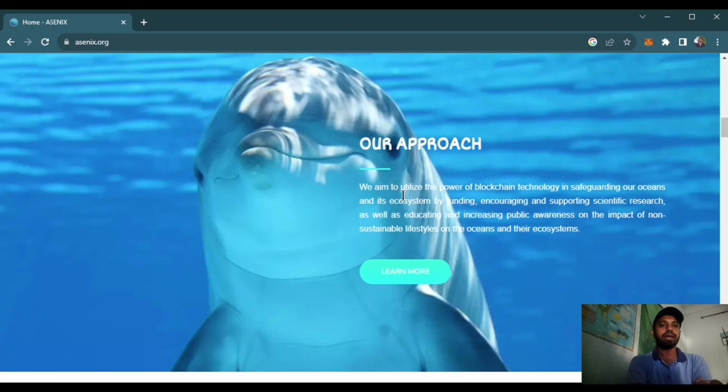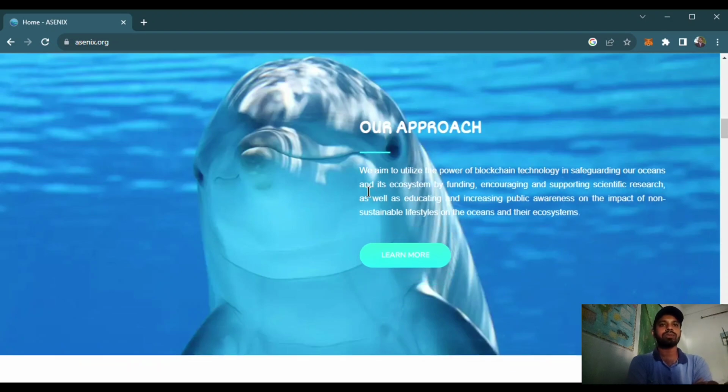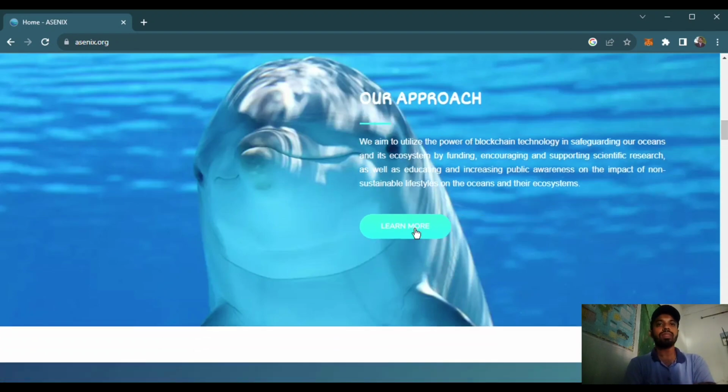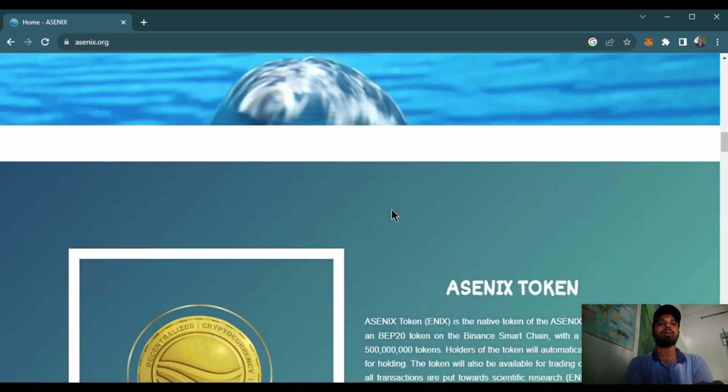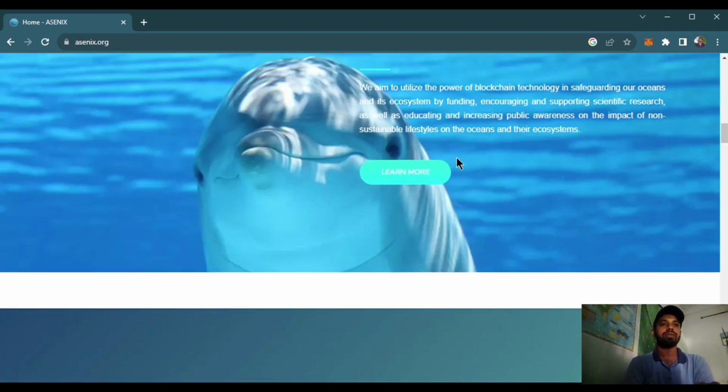Now we will know the aim of the ASENIX project. The aim is to utilize the power of blockchain technology in safeguarding the ocean and its ecosystem by funding, encouraging and supporting scientific research as well as education and engaging public awareness on the impact of non-sustainable lifestyle on the oceans and the ecosystem. Also, if you want, you can learn more about this project from there.